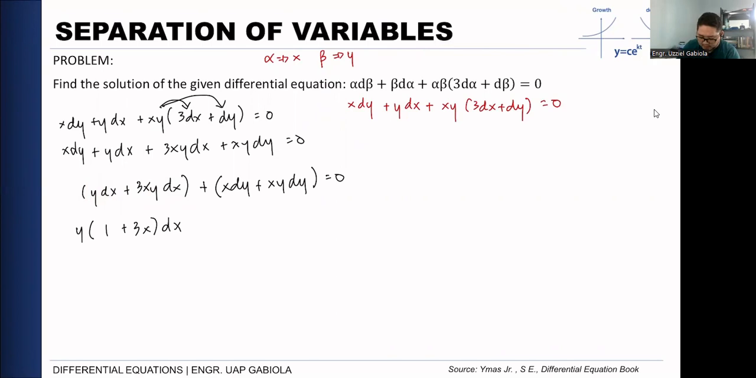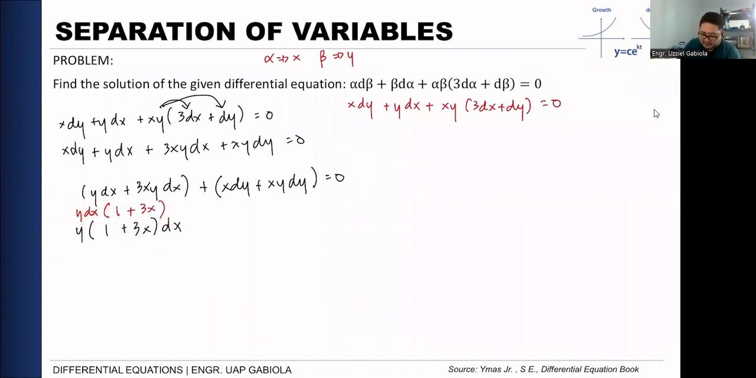Pag din-distribute ko naman to, saka ito dito, that will be the same. Or baka magtaka kayo, ba't naging ganito po yung form? So, parehas lang naman yun. Pag y dx, tapos 1 plus 3x. Nilipat ko lang po yung dx dito. Kasi multiplication naman yan, you can rearrange.